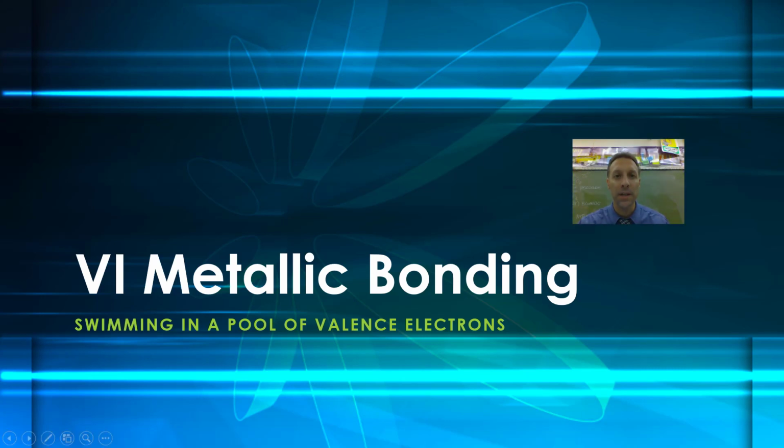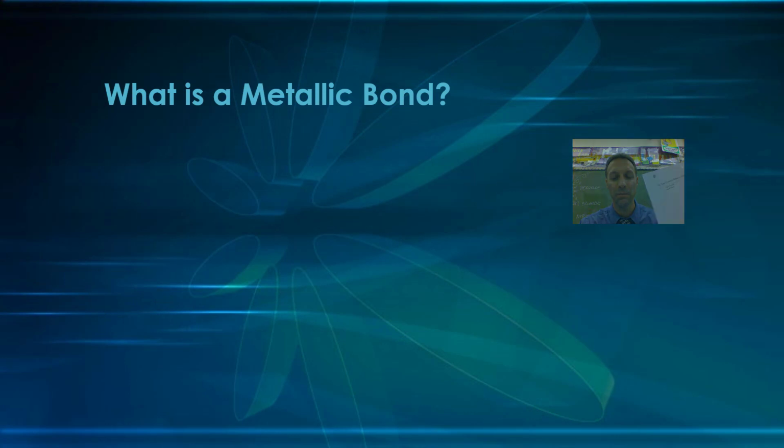Hey class, welcome to this lesson on metallic bonding and a comparison of the bond types: ionic, covalent, and metallic. For this lesson, you're going to need a handout provided by your teacher. It's two-sided. It's got the metallic bonding notes on one side, and on the back side is a compare and contrast chart for the rest of the notes.